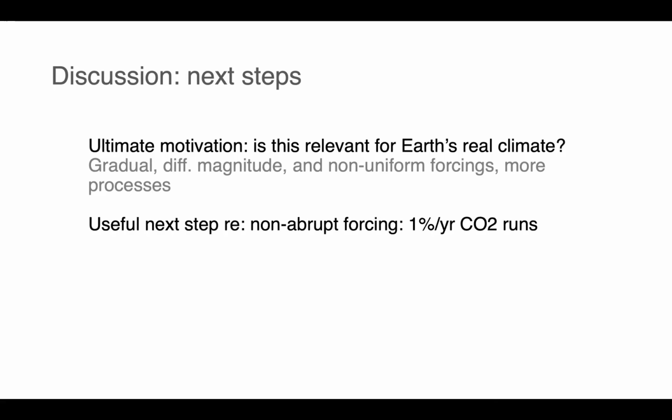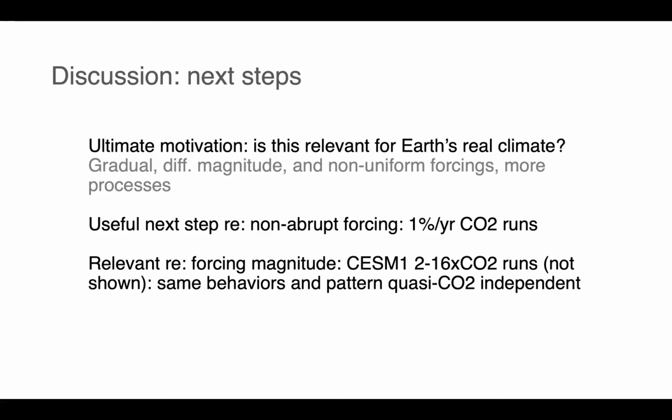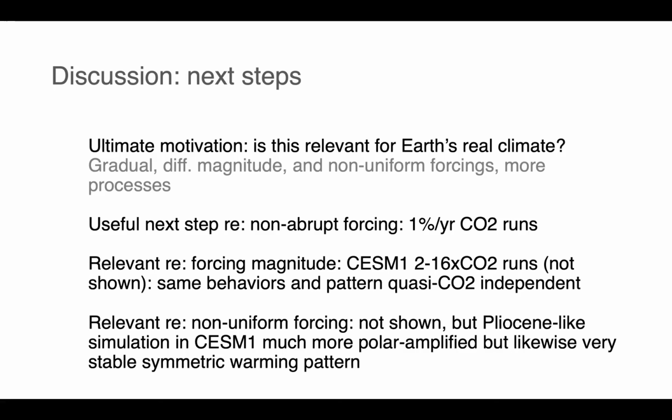For non-abrupt forcing, a useful next step would be looking at naturally gradual CO2 increase simulations. Relevant for the forcing magnitude are simulations I didn't show of Natalie's, where it's a 2, 4, 8, or 16 times CO2. And the same behaviors, and actually a sort of quasi CO2-independent pattern, also emerges there. And then relevant for non-uniform forcings, in Natalie's Pliocene-like simulation in the same model, by construction, the pattern is much more polar amplified, but it's also very stable in time.